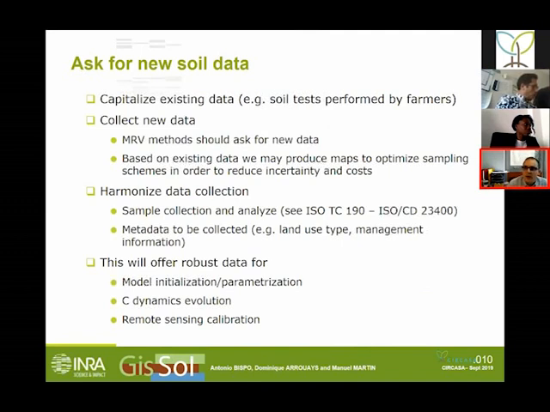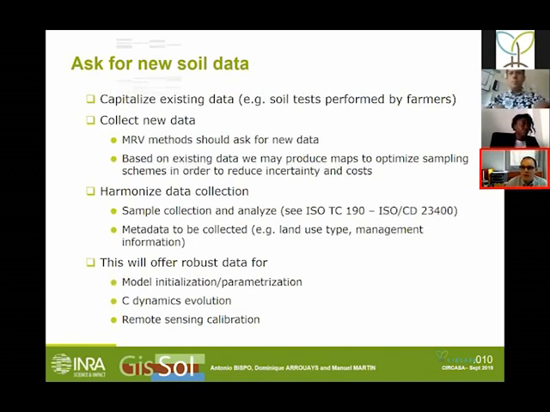So why ask for new data? Of course, you should, if possible, collect existing data. What we are doing now is collecting the soil tests that are performed by the farmers. But I think MRV methods should also ask for new data. Of course, we can think about new methods to use the existing data to produce maps and to optimize the sampling design, the sampling schemes after.